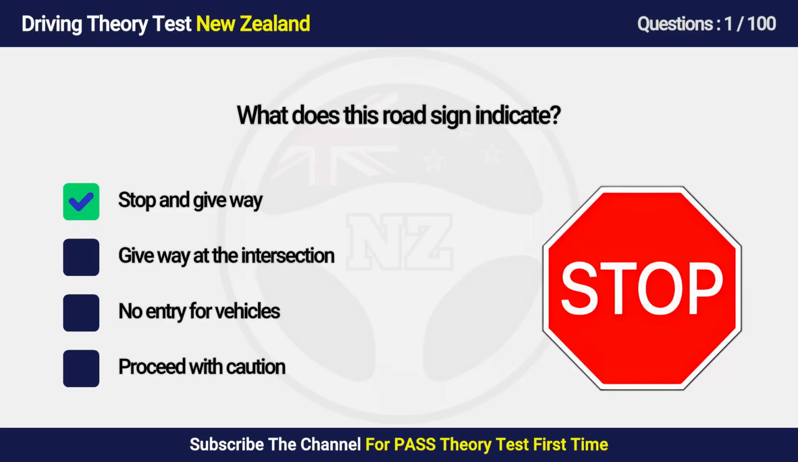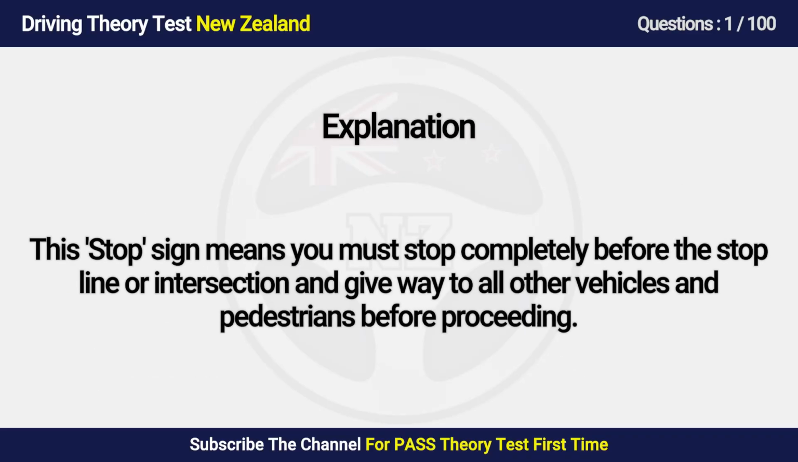Answer is A. Stop and give way. This stop sign means you must stop completely before the stop line or intersection, and give way to all other vehicles and pedestrians before proceeding.